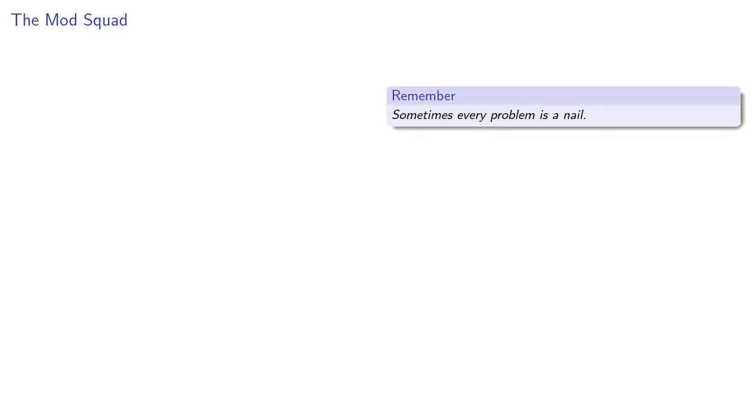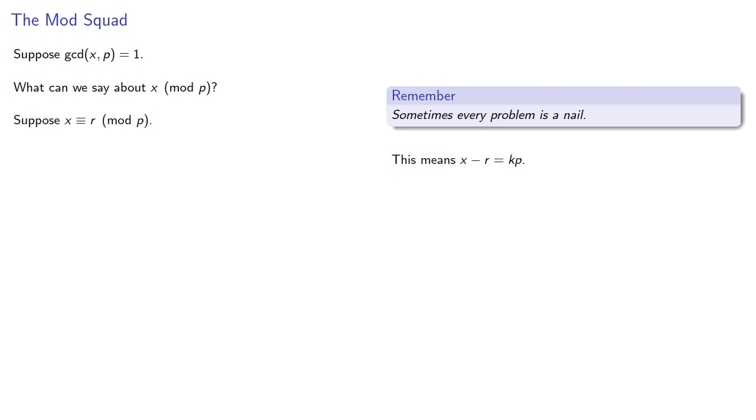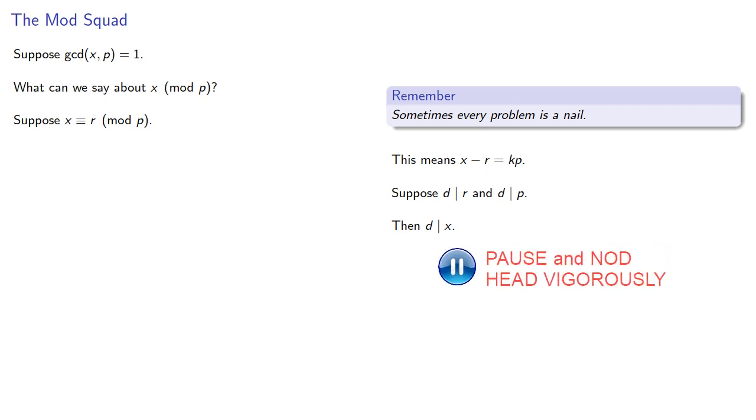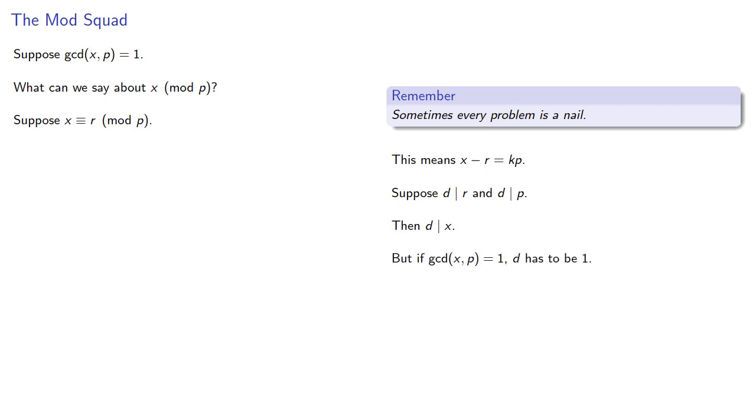So again, sometimes every problem is a nail. So suppose the greatest common divisor of some number x and p is 1. What can we say about x mod p? Well, suppose x is congruent to r mod p. This means the difference is a multiple of p. Now suppose d divides r and d divides p. Then d divides x. But if the greatest common divisor of x and p is 1, then d has to be 1, and so the greatest common divisor of r and p also has to be 1.